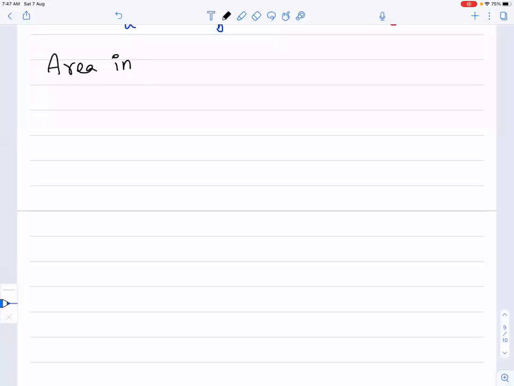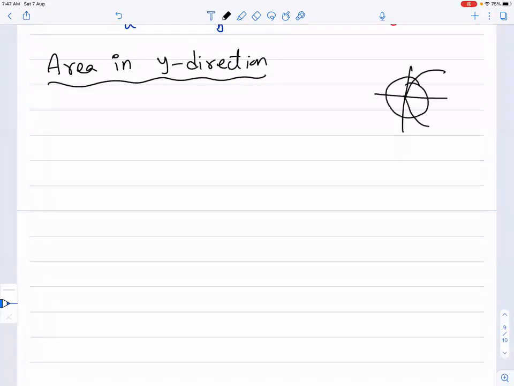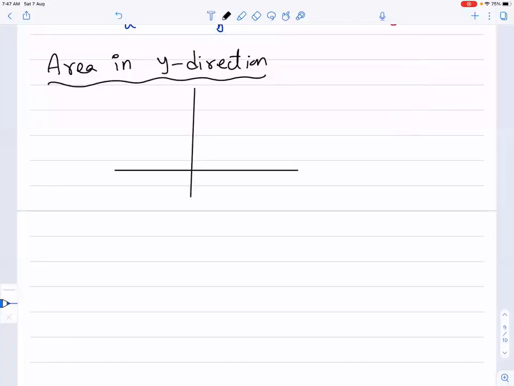Next concept is area in y direction. If you are finding the area between two curves with respect to y, like I discussed about one parabola and a circle, how do we apply the formula? Observe this. Imagine you have two curves.